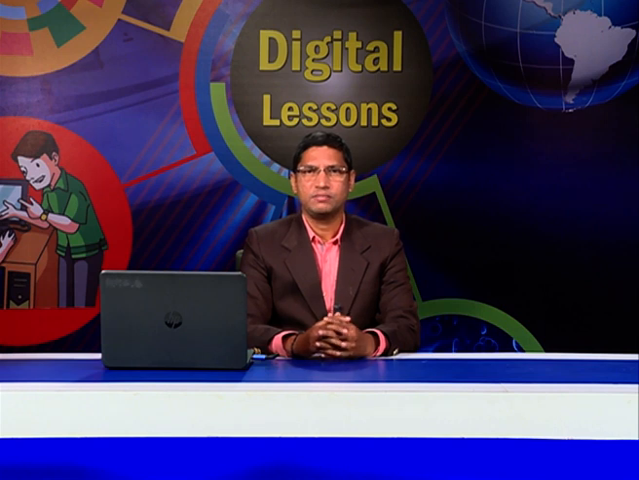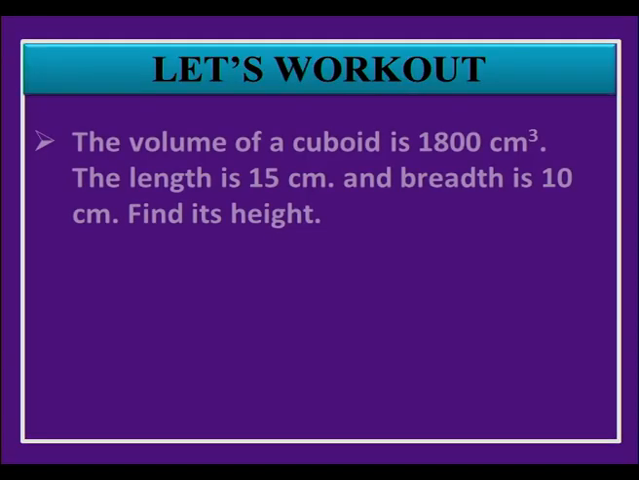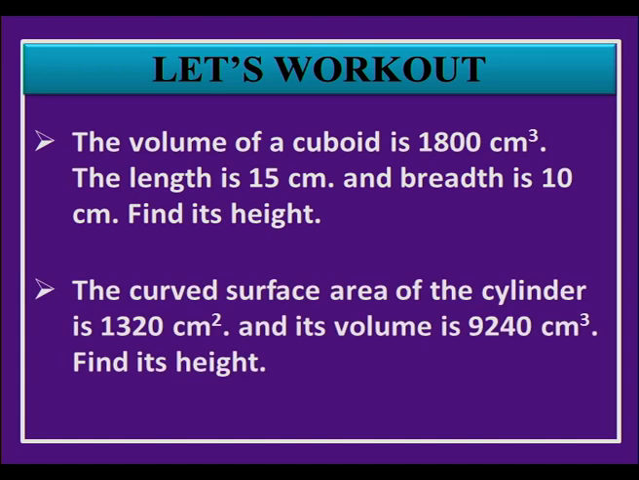So, children, before we end our session, I would like to give you some problems to work on at home and show to your teacher. Let us see those problems. The volume of a cuboid is 1800 centimeter cube. The length is 15 centimeters and breadth is 10 centimeters. Find its height. The curved surface area of a cylinder is 1320 centimeter square and its volume is 9240 centimeter cube. Find its height.